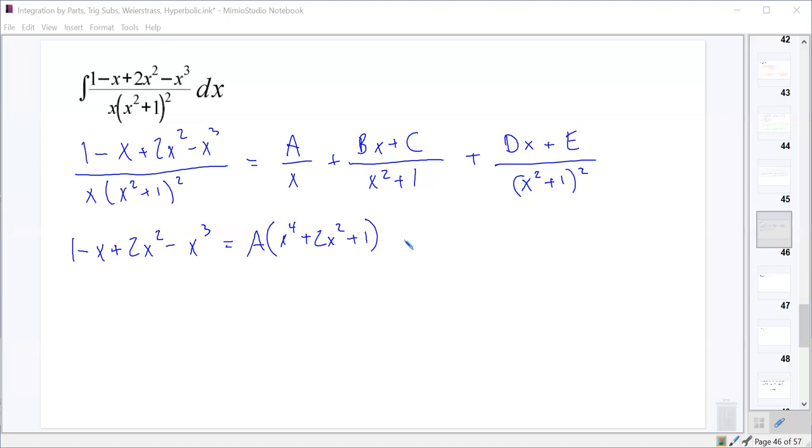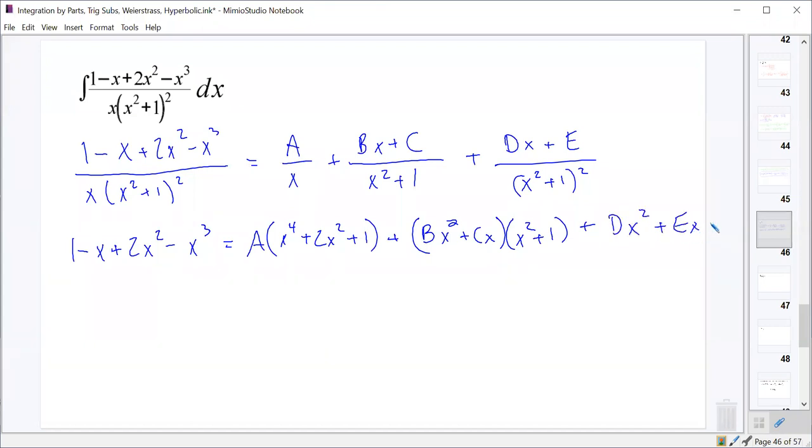And then our bx plus c is going to get multiplied by both an x. So I'm going to just do the x part of it now. And then in the next step, we'll multiply it by the x squared plus 1. And then the dx plus e just needs to get multiplied by the x. So far, good?